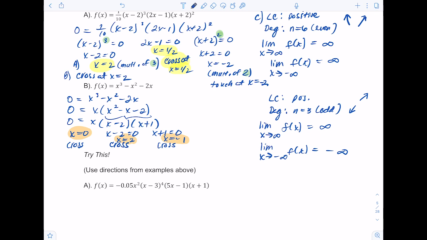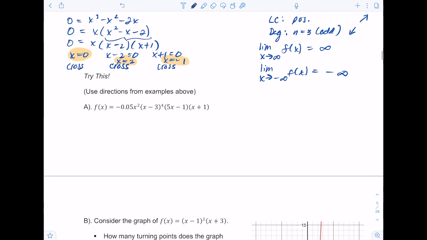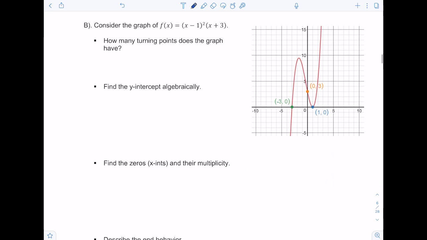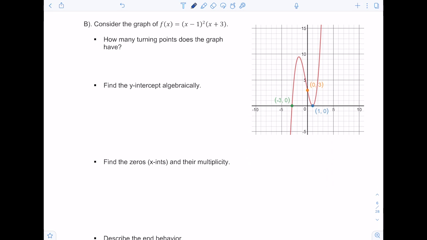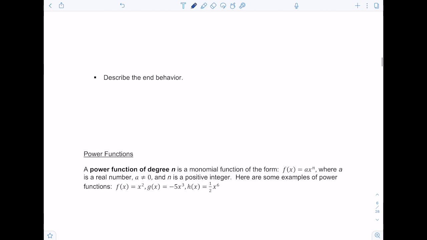Okay, and you all can try the next problem on your own if you take a look at those examples from above. And in this last problem here, we have a function, okay? And again, you can try this on your own, looking at the examples from above. So you want to talk about how many turning points does this have? You want to find the y-intercept algebraically. We talked about all of that in the last chapter and before. Find the zeros or the x-intercepts and their multiplicity, and then discuss the end behavior as well.